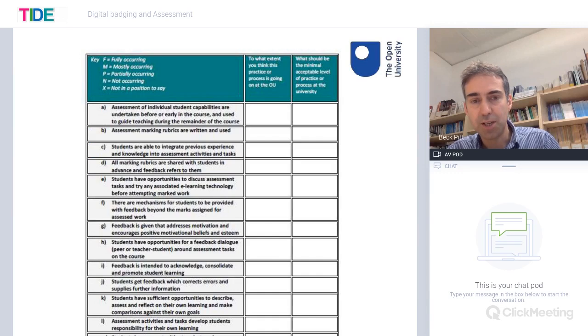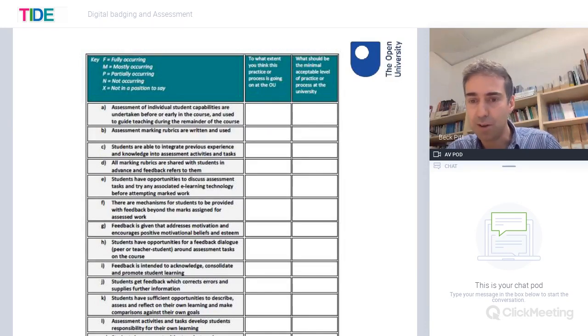And what we did here was try to bring all these things together into one holistic checklist, if you like, the kind of things that should be going on in respect to assessment at the university. That's in respect to the teaching, also in terms of the organisation of assessment.